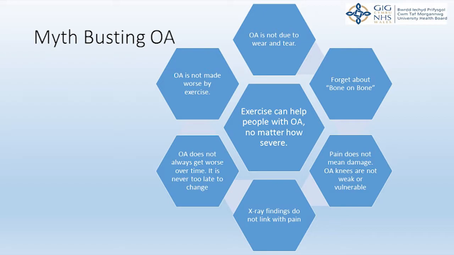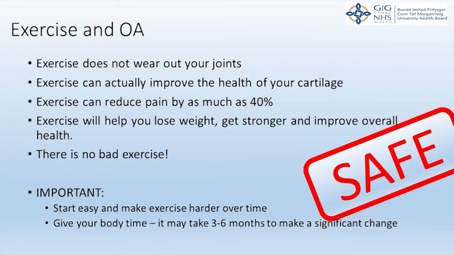Exercise can help people with OA no matter how severe. If you have mild to moderate OA, then there is a good chance that this can get better with exercise. And even if it is severe OA, then it may still help. So why do we promote exercise for OA?